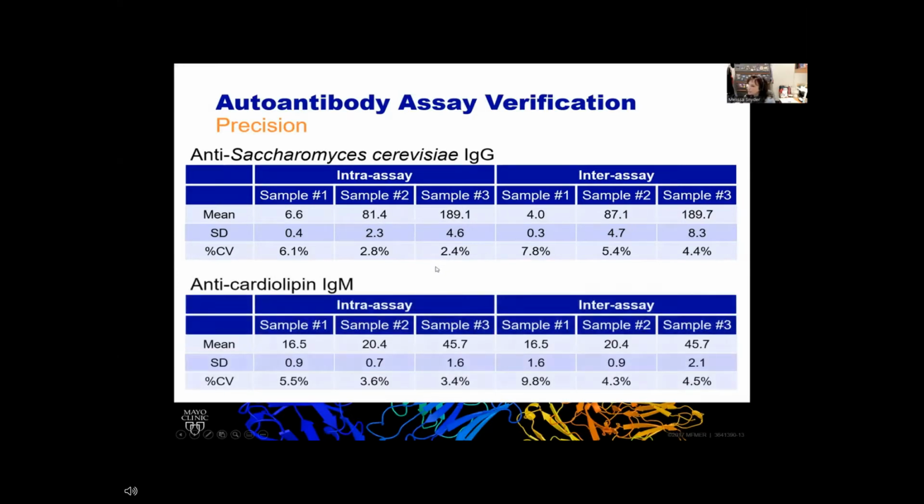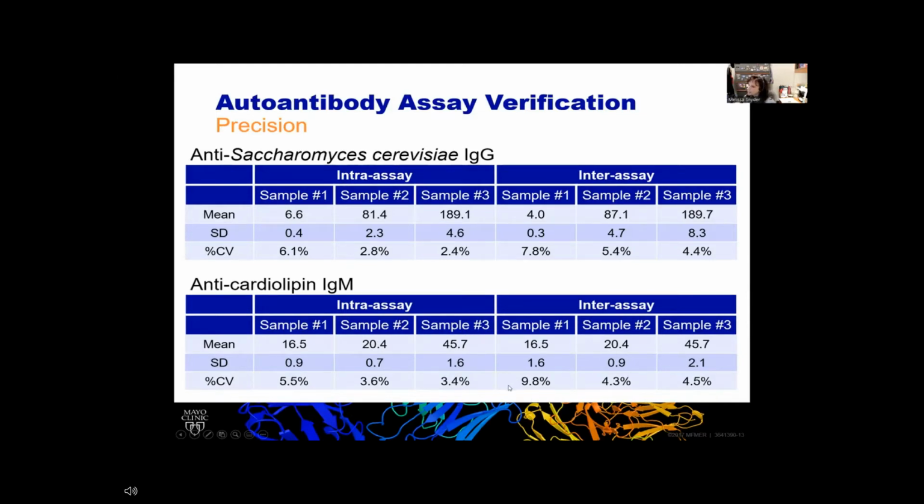Here's another example of some data from anticardiolipin IgM testing. The tables are set up in the same way. We looked at 3 samples, again, across the analytical measuring range, and then showing the % CV as our final calculation for both intra-assay and inter-assay precision.